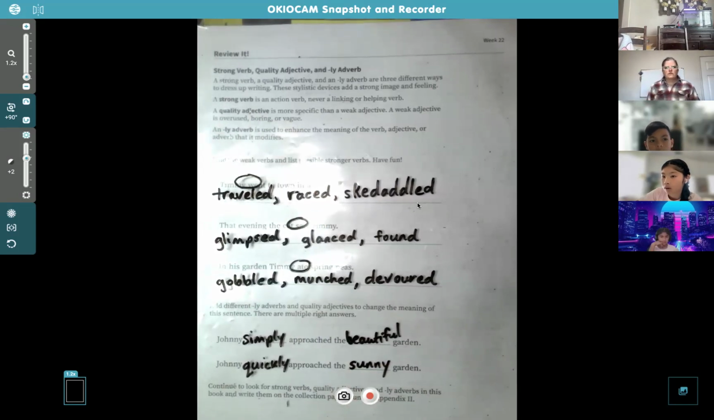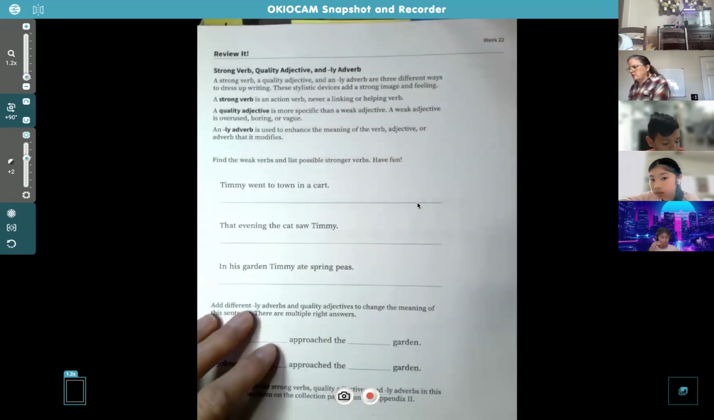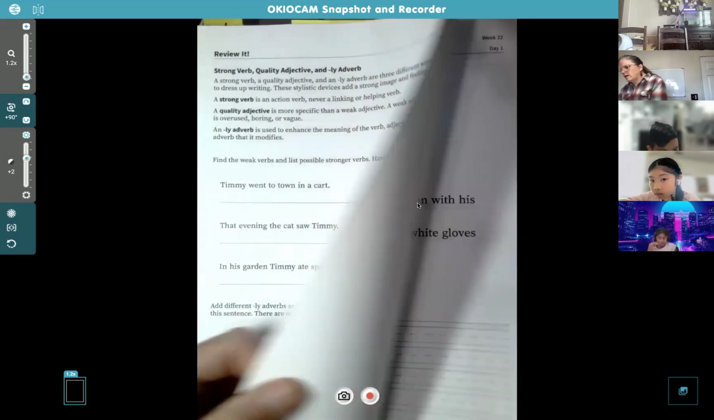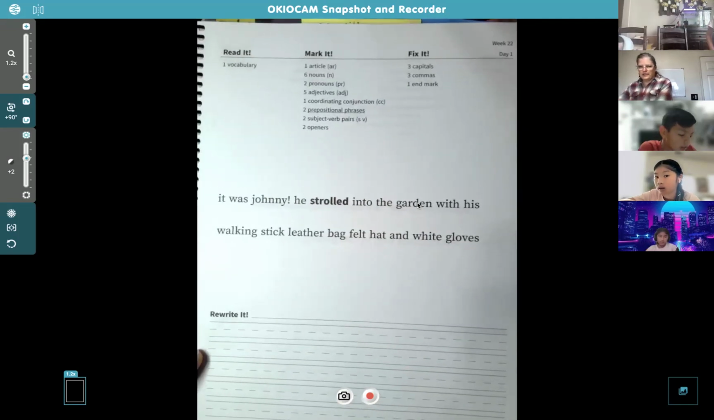So that's just practice. We're just reviewing today. That's a good page to practice. And these are all good things to use in your writing as well. Continue to look for strong verbs, quality adjectives, and ly adverbs in this book and write them on the collection pages found in Appendix 2. That's at the back of the book. You have places where you can keep a big list of your favorites. Okay? Let's go on to, is there anything on the back? No. Go on to page 129.